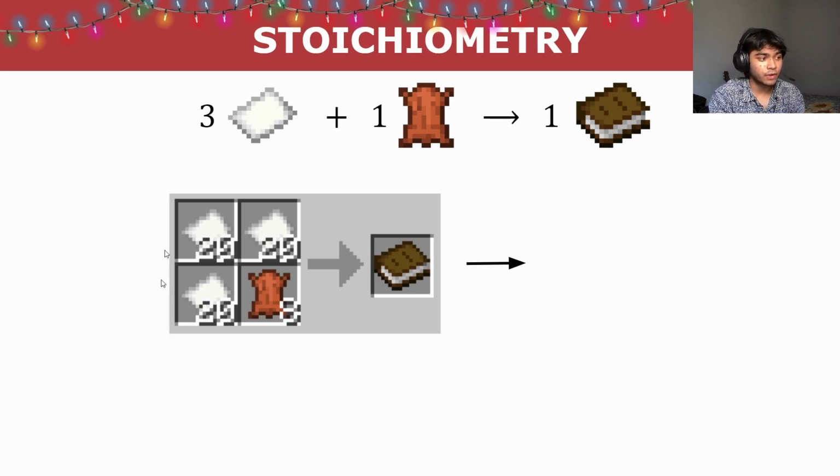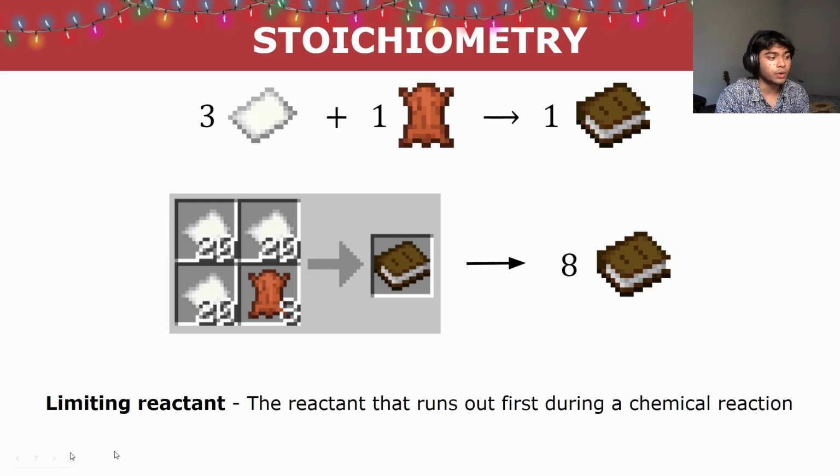So although you have a lot of paper, your leather is going to actually determine how much product you can form. And in this case, you're going to form 8 books. In this case, your leather is your limiting reactant. It's the reactant that runs out first during a chemical reaction.